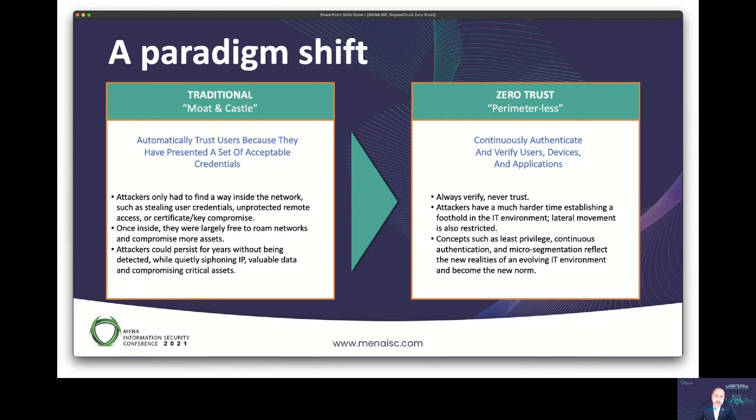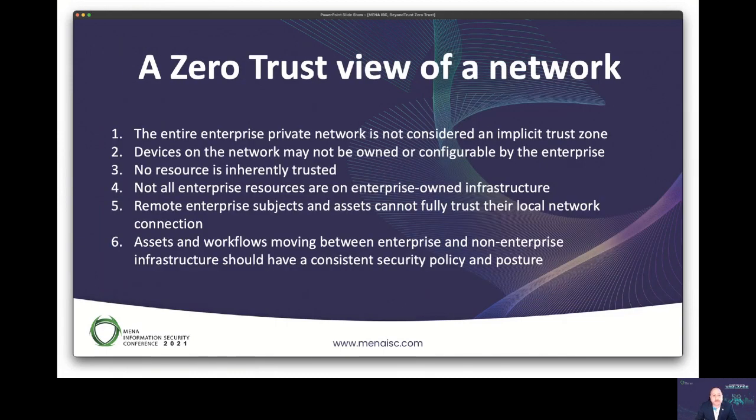Now, a product is not zero trust. A product cannot be zero trust. However, an architecture, a solution, and a way that it is implemented can help you with this paradigm shift from a traditional moat and castle to perimeterless, such as concepts of least privilege, just in time, and a variety of others, including machine learning and AI, can help you achieve a zero trust architecture.